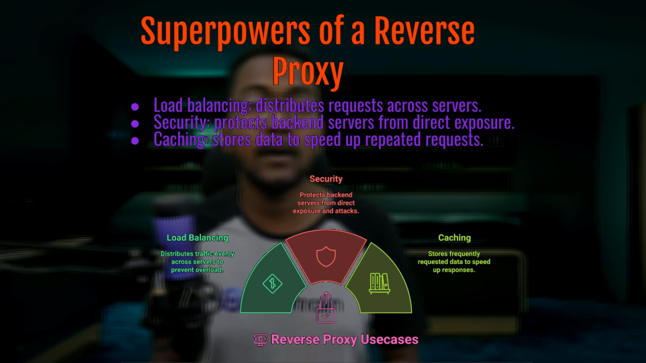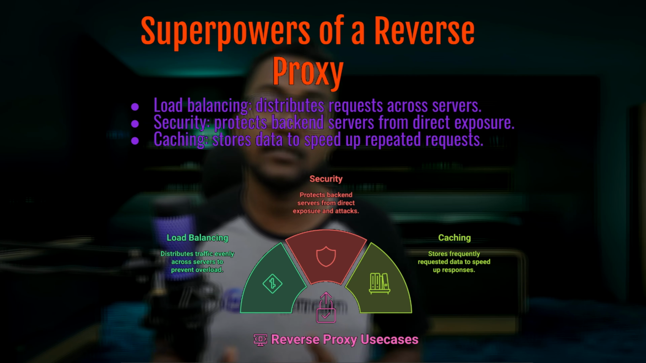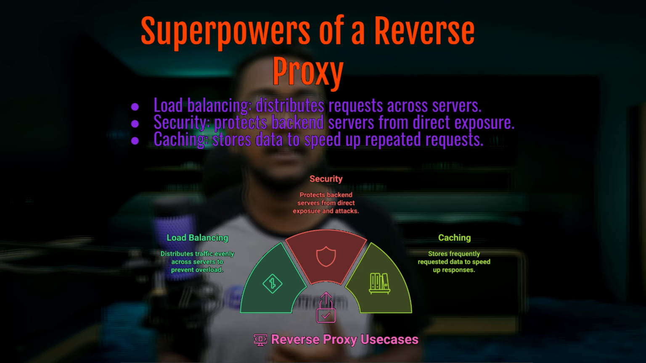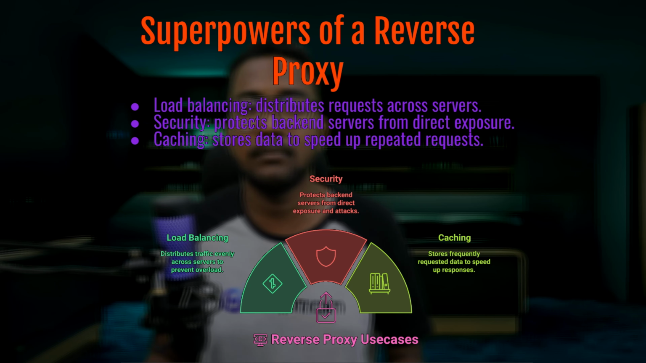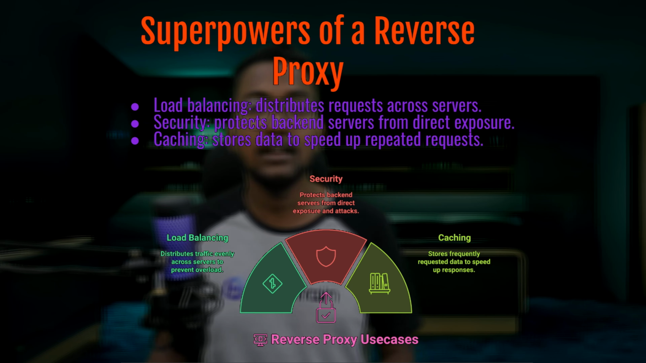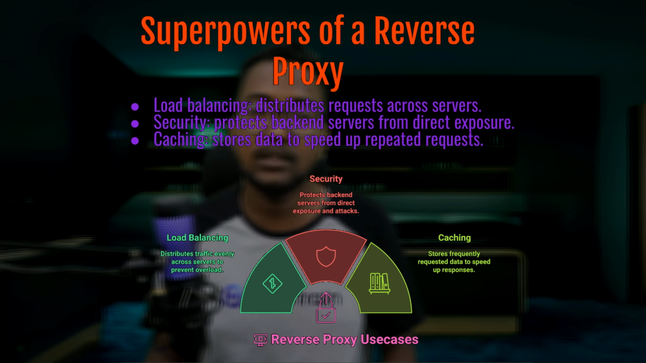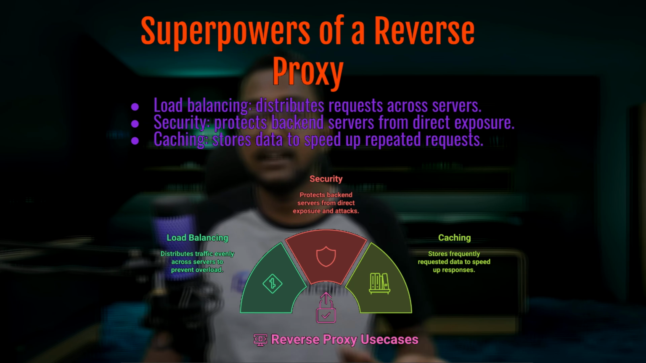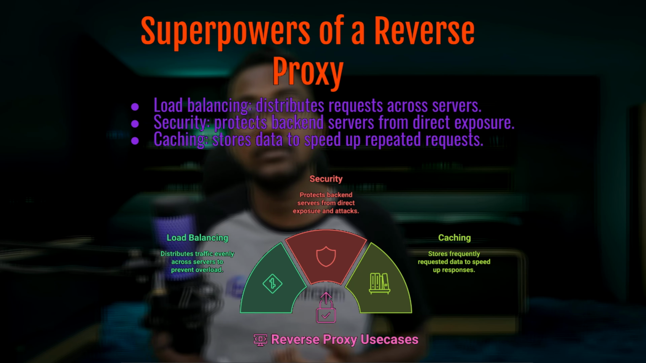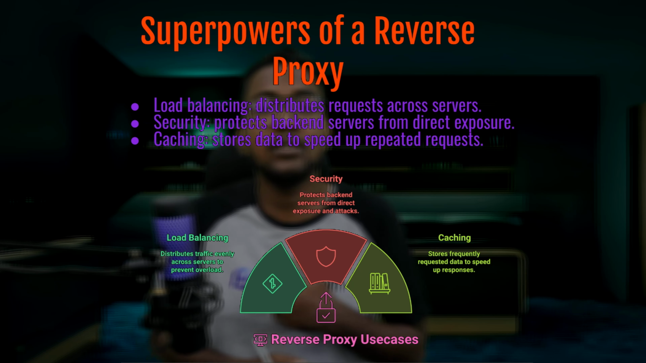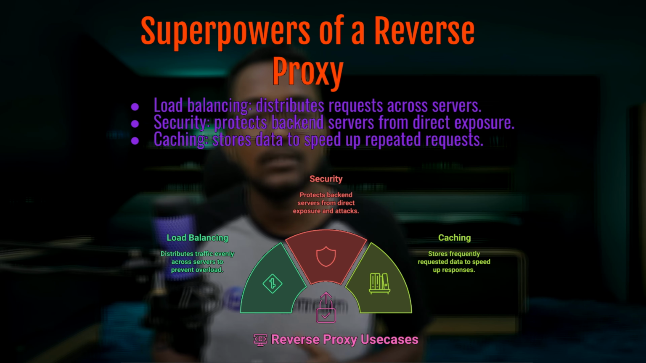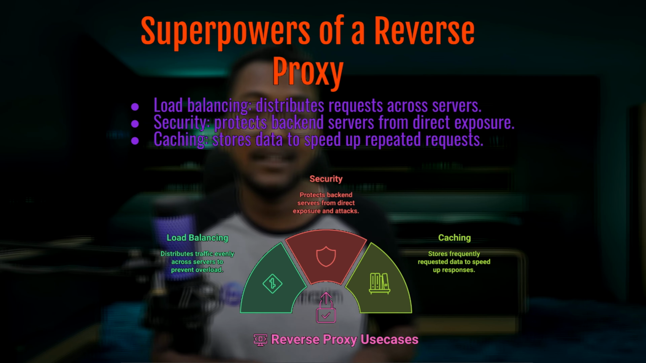The third superpower is caching. A reverse proxy can store copies of frequently requested data such as web pages or media files. This means that whenever multiple users request the same content, the reverse proxy can serve it from its own cache rather than bothering the backend server for the same data repeatedly. This not only speeds up response time for users but also reduces the load on the server, making your application more efficient.